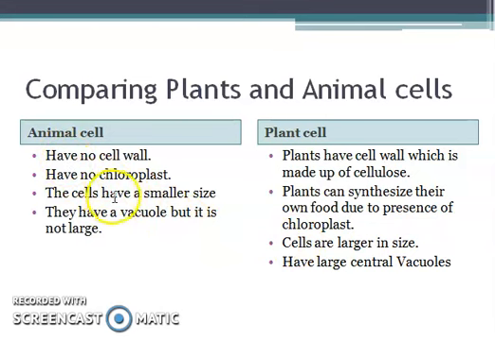Animal cells have a smaller size. When we make a size comparison, plant cells have a larger size than that of the animal cell. Also, animal cells have a vacuole, but it's not really large. Plant cells, however, have a large central vacuole.